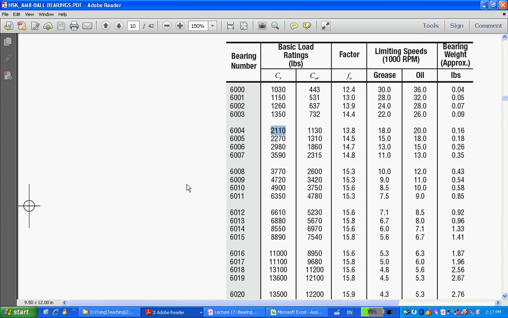If you go to the NSK website to download the new ball bearing catalog, I look at it, and the numbers of the latest one have a higher basic dynamic loading for the same bearing number. So I think manufacturing technique or other things basically give a better loading capacity now. Okay, so coming back here.